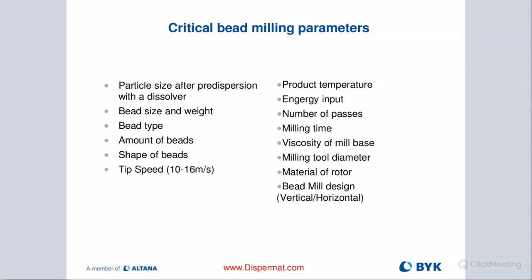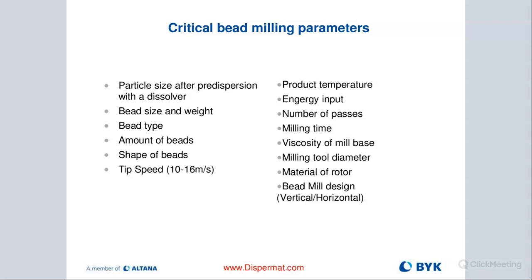So talking about the parameters, so particle size after pre-dispersion, we already talked about that, 10 to 30 microns. Bead size, weight, the bead type, ceramic, very important. The amount of beads, that really depends on the type of milling system you have, basket mill, horizontal bead mill, or vertical bead mill. The bead shape, are they perfectly round, as I just talked about? The tip speed, 10 to 16 meters per second to optimize that window. Temperature, very critical. You must have cooling, especially when you're milling.